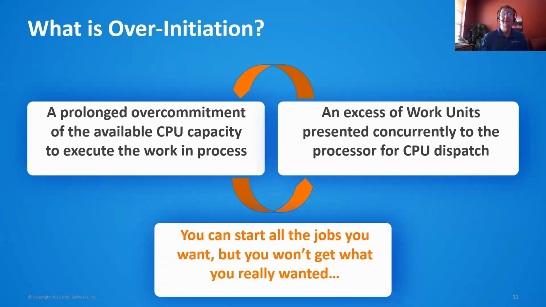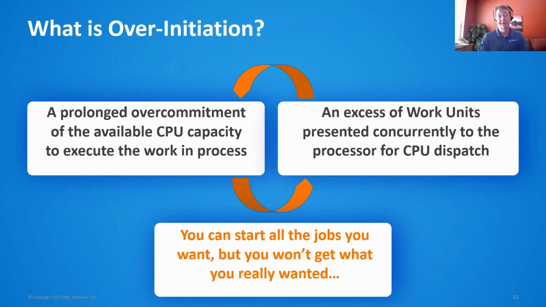It comes down to this. You can start all the batch you want, you can start all the jobs you want, but in the end, you're not going to get what you wanted. What you want is for them to get done, as quickly as possible, and you want to meet your SLAs. But in a lot of shops, for various reasons I'll talk about, jobs selected and initiated is viewed as progress when actually it may be quite the opposite.